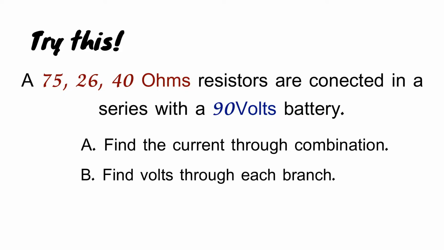Now that you are ready to learn and solve word problems about series circuits, let's take a look at this problem. A 75 ohm, a 26 ohm, and a 40 ohm resistor are connected in series with a 90 volt battery. First, we find the current through the combination, and we must find the volts through each branch. In this kind of problem, what we have to do first is to solve for the total resistance. By solving the total resistance, we will follow the third law of the series circuit.